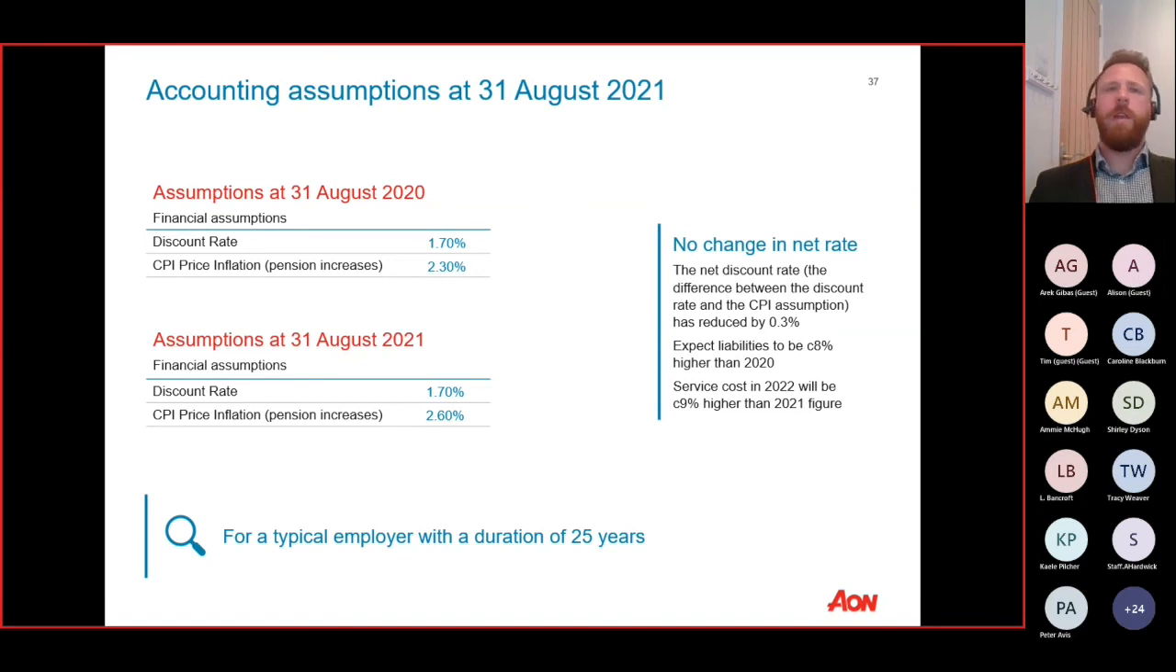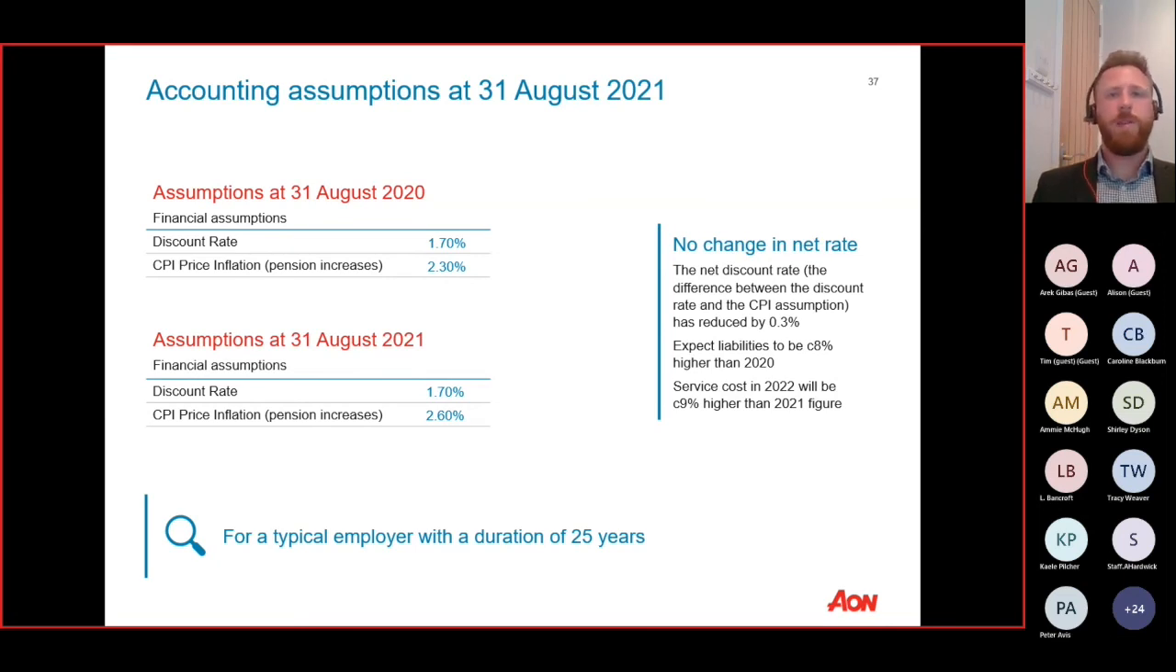Okay, firstly, then looking at the assumptions, I talked earlier about the market trends, general direction of travel, and as you'd expect, our proposed assumptions are largely in line with those market changes. So I've shown the key financial assumptions at 31st of August 2020 and 2021 for an average employer of a duration of 25 years, which is the typical average for an academy or multi-academy trust. So at 2020, we had a discount rate of 1.7% and a pension increase assumption of 2.3%, and that gives a net discount rate, which is the difference between the discount rate and the pension increase assumption, of minus 0.6%.